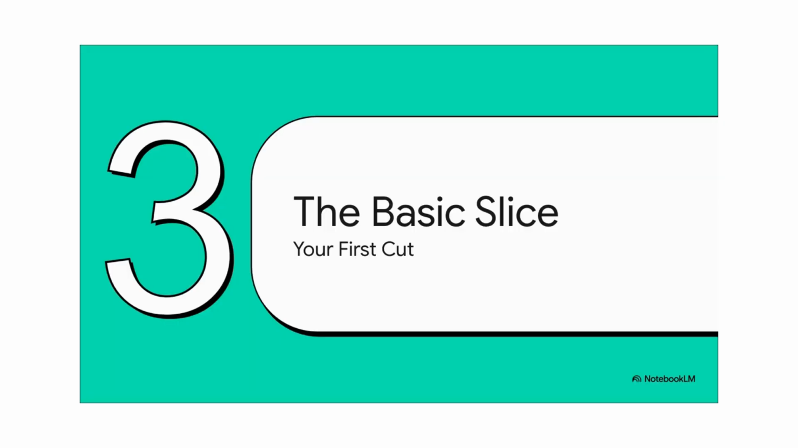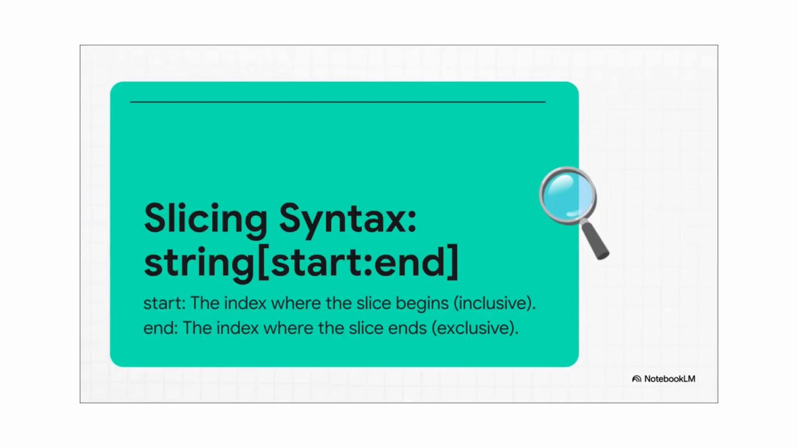All right, enough theory. We've got our addresses, our indexes. Let's actually use them and make our first cut. The basic way to do this is super simple. You're going to love it. You just take the string, add some square brackets, and put your start and end index inside, separated by a colon. The character at the start index gets included, but, and this is the part you absolutely have to remember, the character at the end index does not.